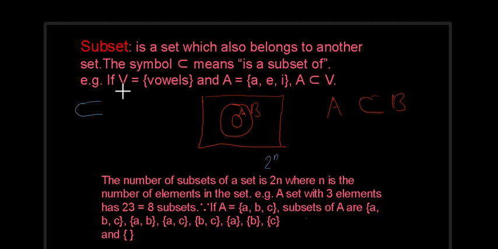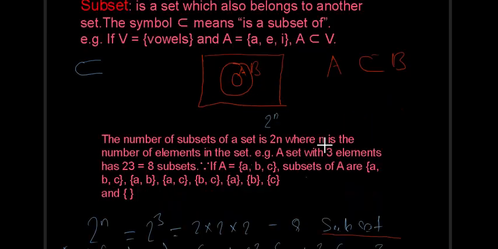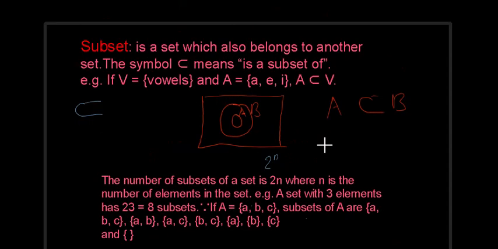Okay, so if V is equal to vowels and A is equal to A, so A is a subset of what? V, as I have explained here. Then we have this principle which we use to find the subsets of our elements. The number of subsets of a set is 2 to the power n, where n is the number of elements.